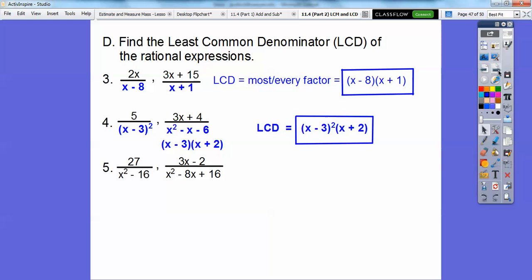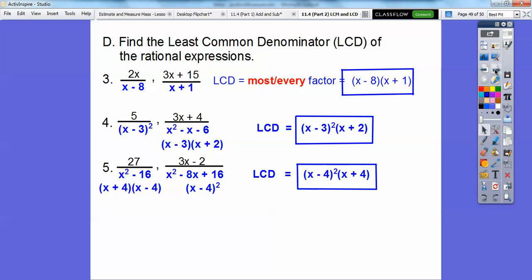All right, I think I have one more. Yeah, I do. Okay, so here we go. We're just looking at the denominators today. Tomorrow we'll deal with the numerators. Here we're just looking for the least common denominator. So this factors to x plus 4, x minus 4. This one, factors of 16 that add to negative 8 are negative 4 times negative 4, so x minus 4 squared. So there are the denominators right there. Most of every factor: I see some x plus 4's, x minus 4's, but I'm going to take this one because that's the most of the x minus 4's. So my LCD is x minus 4 squared and then x plus 4.